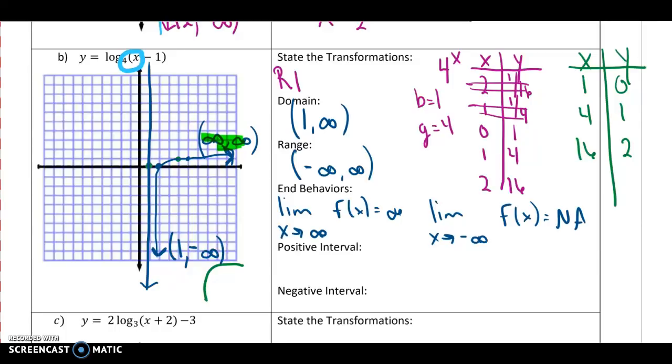So positive interval, I'm looking at where is my graph positive and where is it negative. So as I move left to right now, let me make this a little bigger.